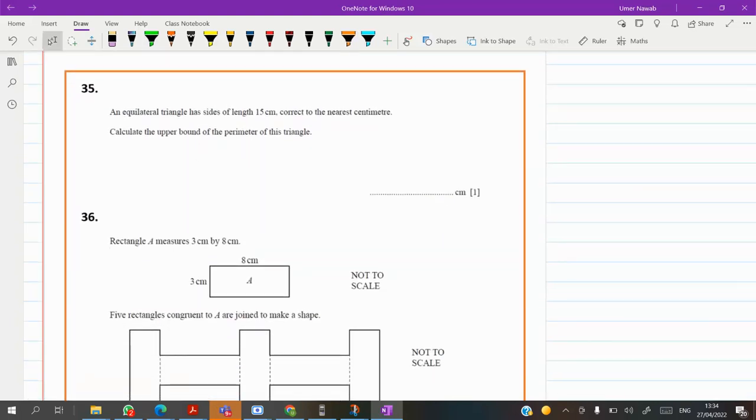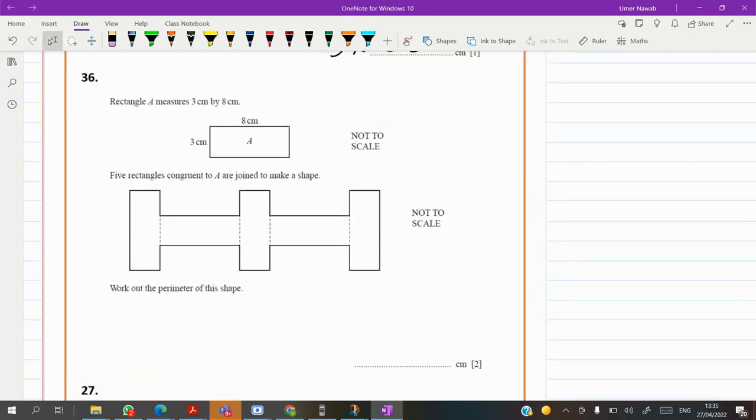Question number 35, he gave you an equilateral triangle again, 15 centimeters to the nearest centimeter. So upper bound is 15.5, the lower bound is 14.5. I want to find the upper perimeter. So the upper perimeter is 3 times 15.5.